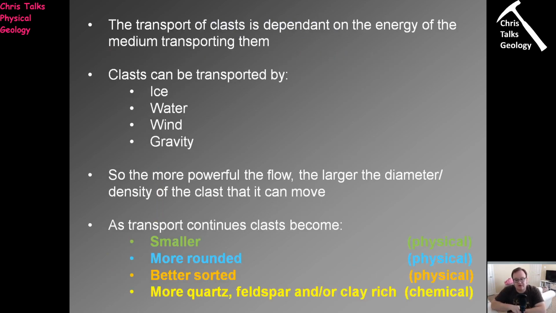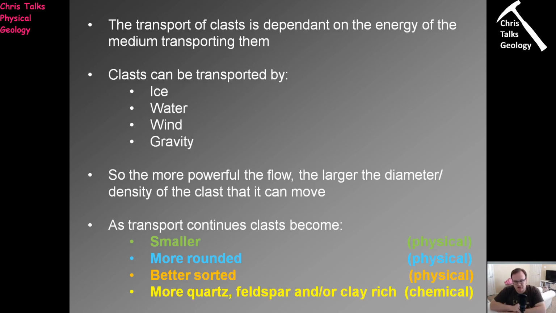So, just thinking about clastic rocks for a second, the transport of clasts is dependent on the energy of the medium transporting them. So we've already touched on this several times, but clasts can be transported by ice, water, wind, and gravity. So the more powerful the flow, the more energy the transporting medium has, the larger and denser the clasts that can be moved.